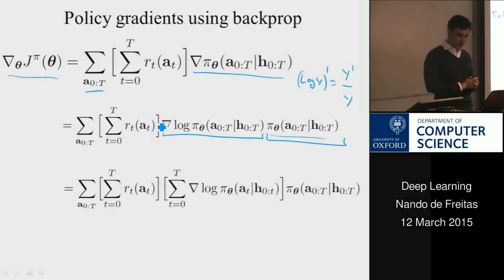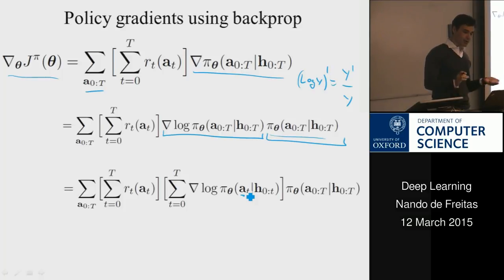I'm going to do one more trick. Here I have the log of this distribution, which is over a0 to t, but the probability of a0 to t decomposes as the product of probabilities. If I have a product and I take the log of a product, I get the sum of logs. So I write this as the sum of logs of each individual action.